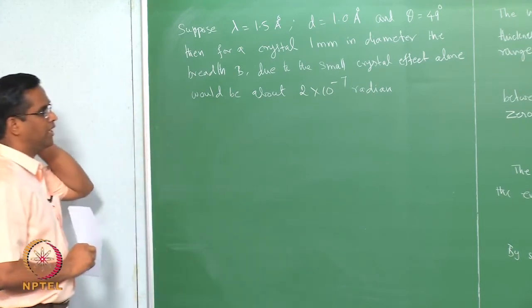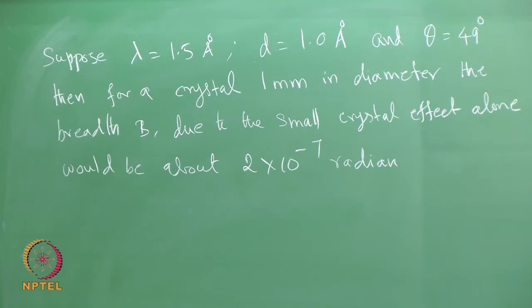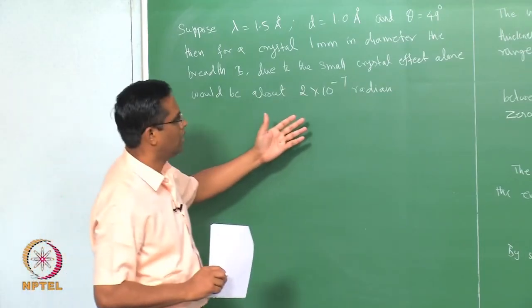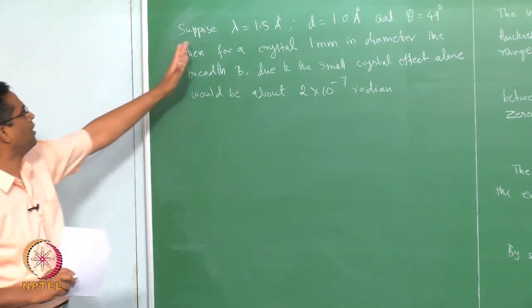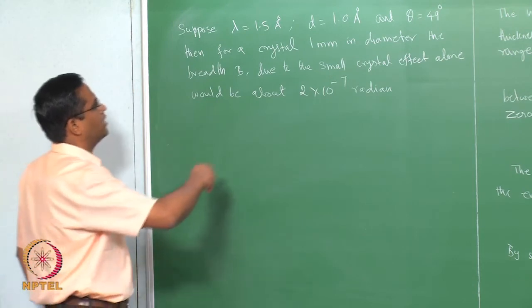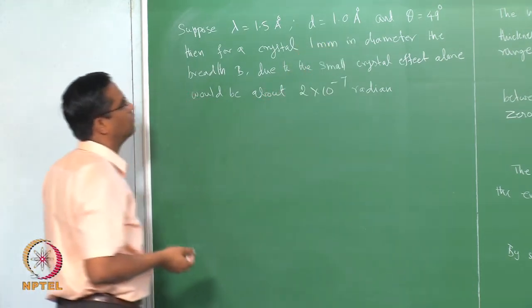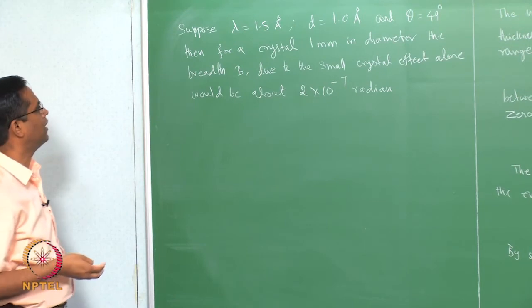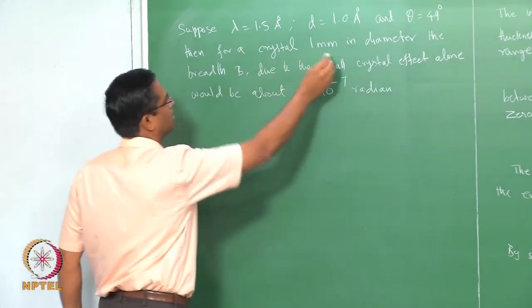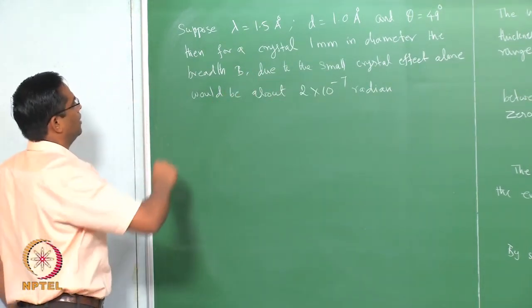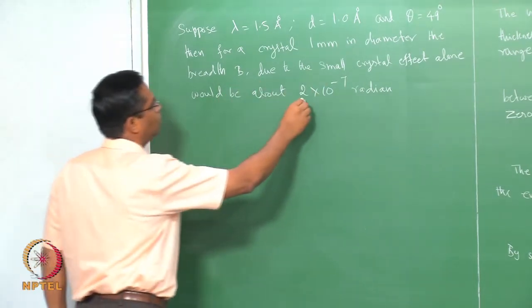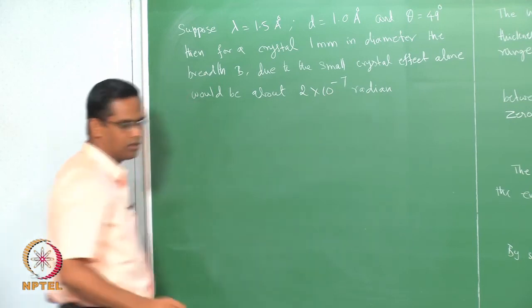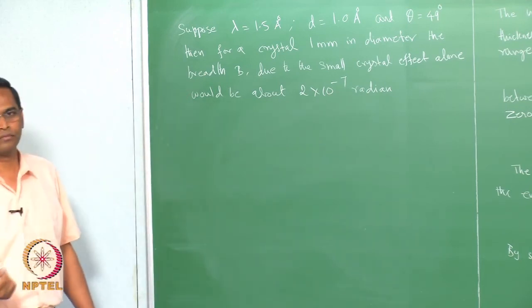What I am trying to say is, what crystal size will have a visible effect on peak broadening? Suppose lambda is 1.5 angstrom, d is 1 angstrom and theta is 49 degrees. Then for a crystal 1 mm in diameter, the B due to the small crystal effect alone would be about 2 times 10 to the power minus 7 radian. It is going to be extremely small.